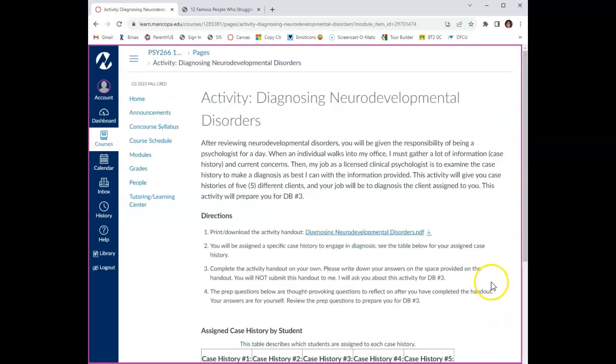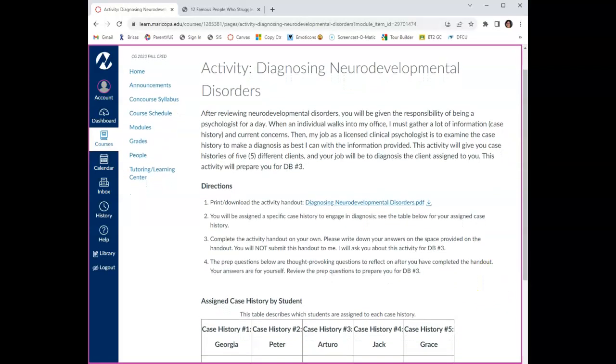Now, my friends, we're getting to the fun part. Every week, the activity will give you the responsibility of being a psychologist for a day. Because diagnosis is so important to our role as psychologists, this week's activity involves applying your knowledge of neurodevelopmental disorders to a case history.